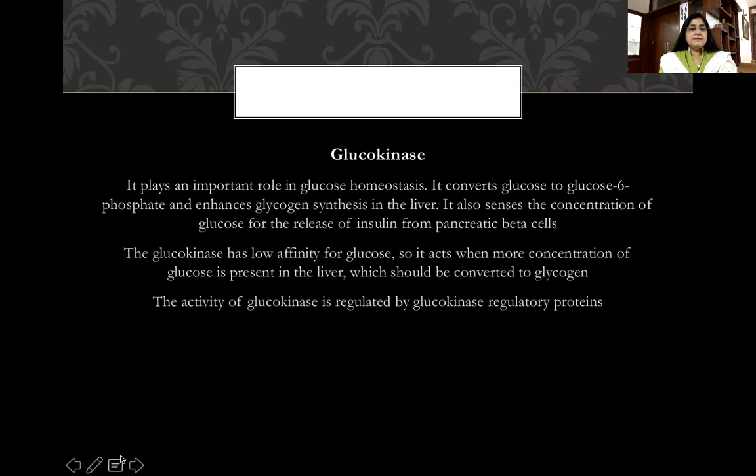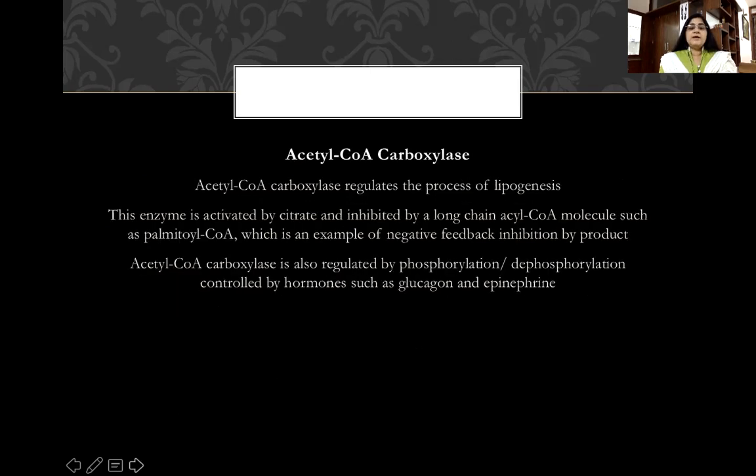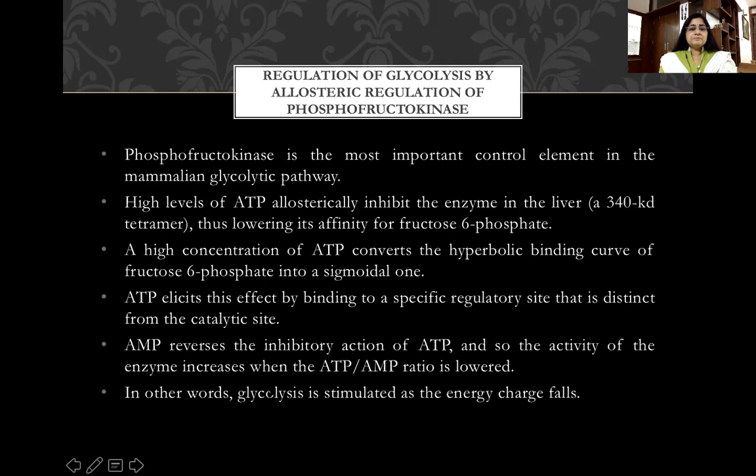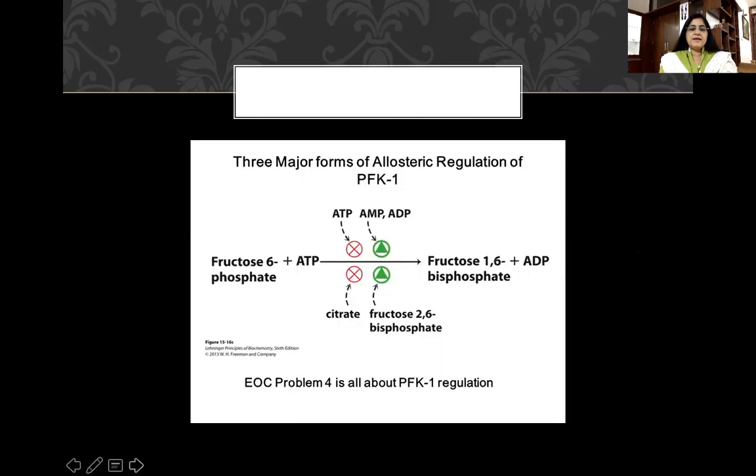And other examples of allosteric regulation are glucokinase and acetyl-CoA carboxylase. Okay. Similarly, regulation of glycolysis is done by the allosteric regulation of phosphofructokinase. And you can see that here. These are the three major forms of allosteric regulation of phosphofructokinase 1. You can see that AMP and ADP are positive modulators while ATP is a negative modulator.